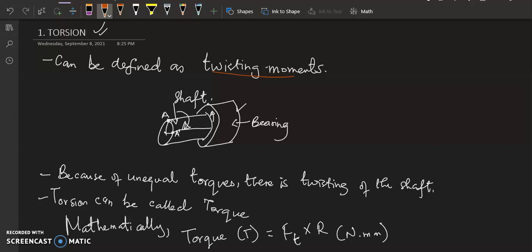Twisting moments are as a result of two unequal torques. So for example, the bearing will have, let's say, an anti-clockwise torque, and the shaft will have a clockwise torque. So in such a case, the shaft will experience what we call torsion, that is twisting moment. So we've already talked about the unequal concept of torque that brings about the twisting of the shaft. So we can also say that torsion is torque.